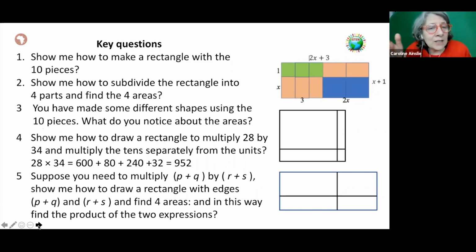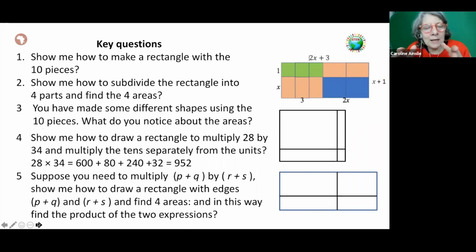So, show me how to subdivide the rectangle into 4 parts and find the 4 areas. Well, in this case, we've got the x's in, but you can also do it with younger learners, giving it, you can use x or you can use numbers, and divide it into 4 parts and the 4 areas. And it depends on the age, whether you're using numbers or letters. And literally identify the area of each rectangle that they make.